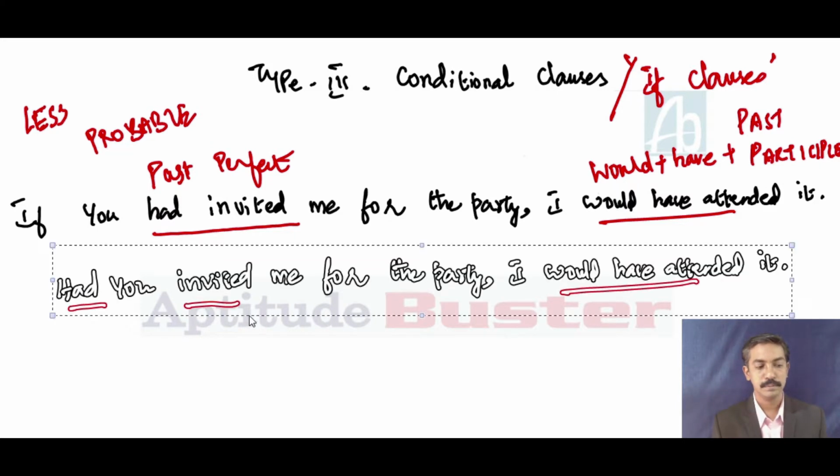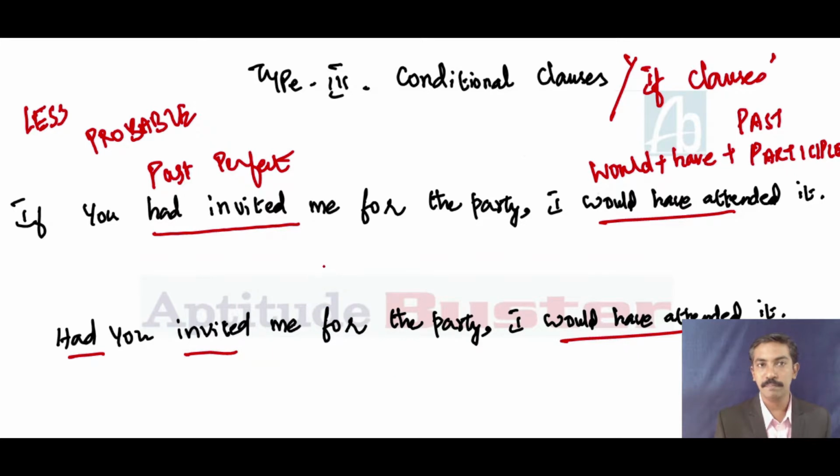Look at this example. The same example, written in a different way without using the word if. Instead of writing if you had invited me for the party, we can also write it this way. Had you invited me for the party, I would have attended it. There isn't any change in the tense forms. The dependent clause takes past perfect tense. The independent clause takes the verb form would plus have plus past participle. There isn't any change in the verb form, but the sentence structure undergoes a change. And please note, the word if is absent.